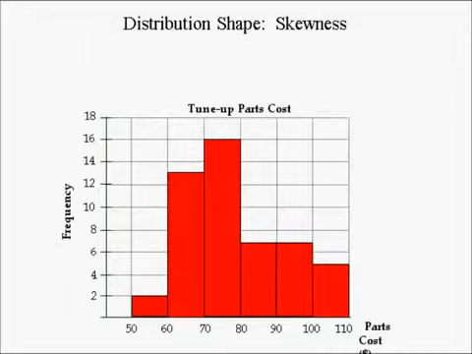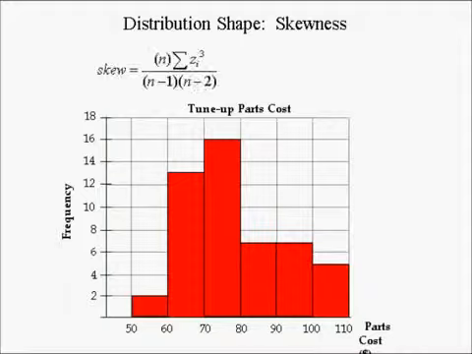The histogram estimates the true distribution of tune-up parts cost. In most cases, we won't know the true distribution of this variable. The area under the true distribution is equal to 1 for the same reason that bars of a relative frequency histogram have an area equal to 1.